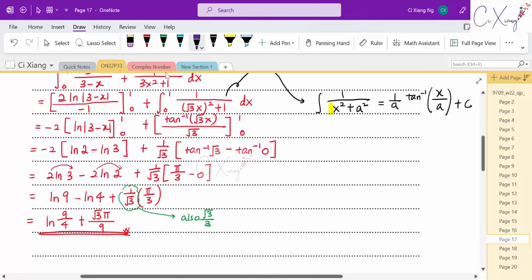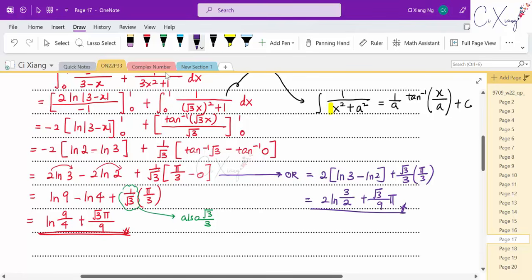Or another option is, if you continue from this step, you can factorize out the 2 with a ln 3 minus ln 2. And again, for the 1 over square root 3, you change it to square root 3 over 3. Then I'm having pi over 3 here. Then ln 3 minus ln 2 can be rephrased as ln 3 divided by 2, and then plus square root 3 over 9 pi. So this is another way that you can show your answer.